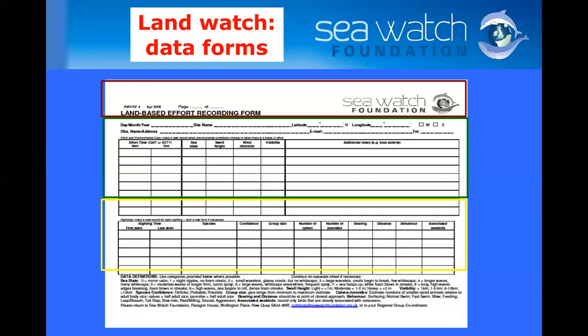Let us know how many animals you see, how confident you are, what you see, so which species, and also what the animals are doing and how far they are from you. If there are any associated species within 100 meters of the animals, let us know as well. If recording species is a bit too much for you, then concentrate on the marine mammals, okay?